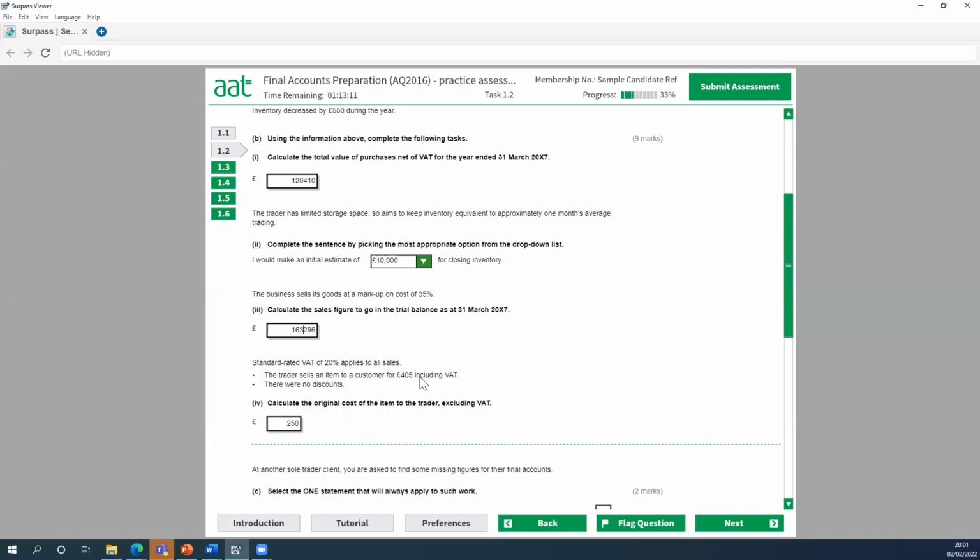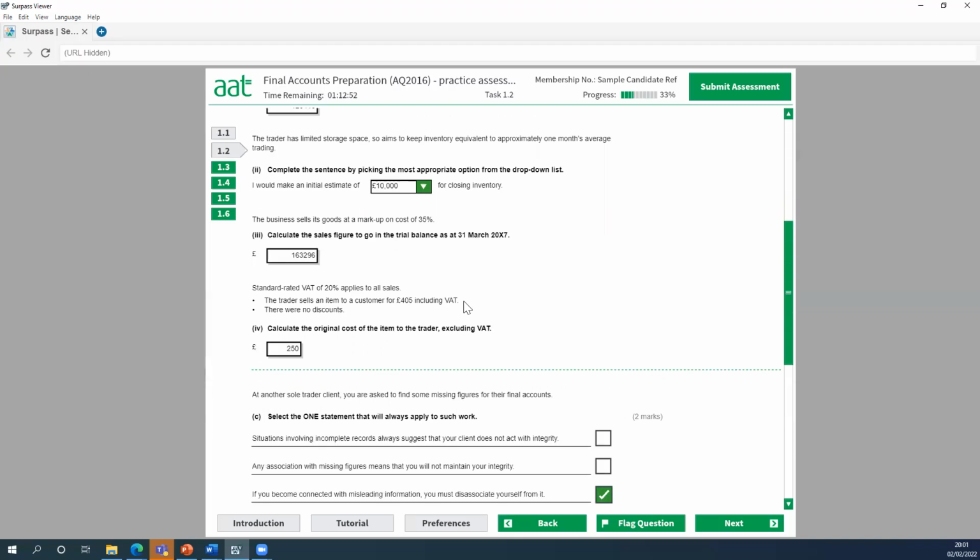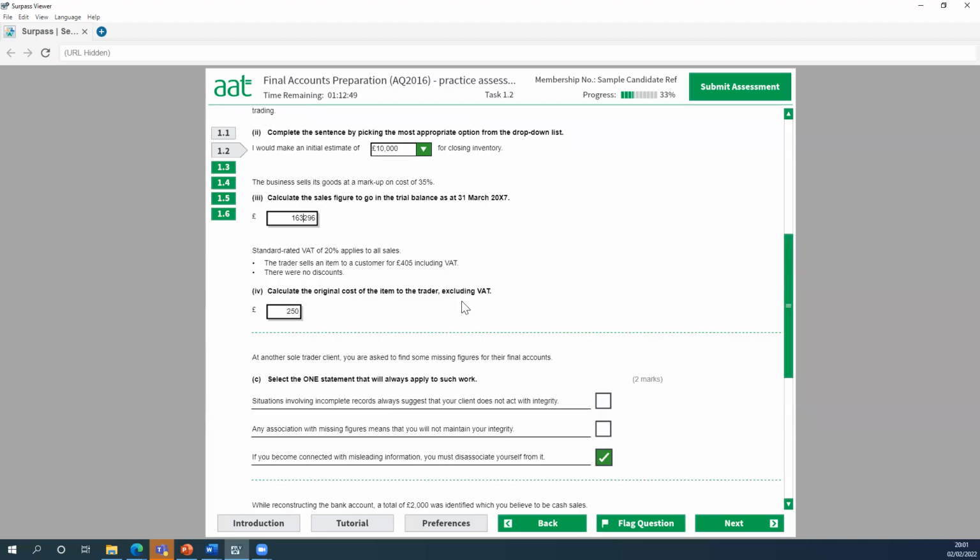Okay, you can work it backwards, can't you? 250 times 1.35 is £337.50, times 1.2 is £405. So it works. It's always a good idea to check it. So again, just bear that in mind and read it carefully. RTFQ, as I say, read the flipping question.